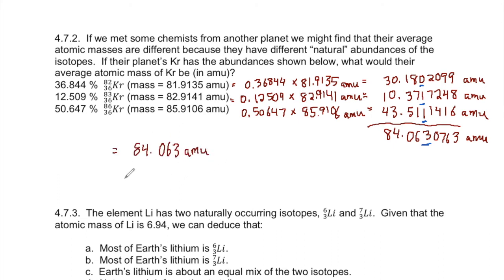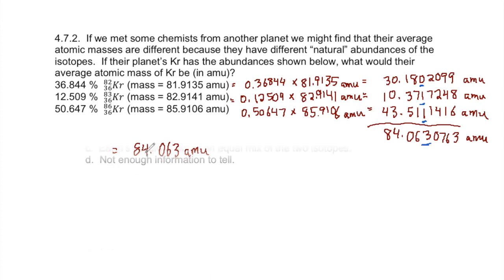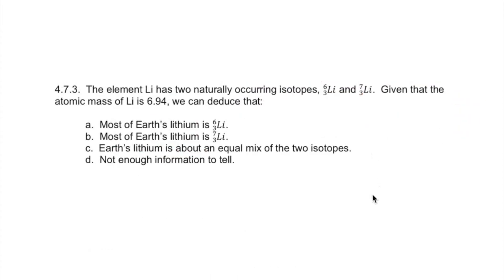So we can report 84.063 AMU, which makes sense because about half of the krypton is close to 86 AMU, and then the other half is a little bit lower, so it ends up being lower than 86. This last question is more of a big picture question.